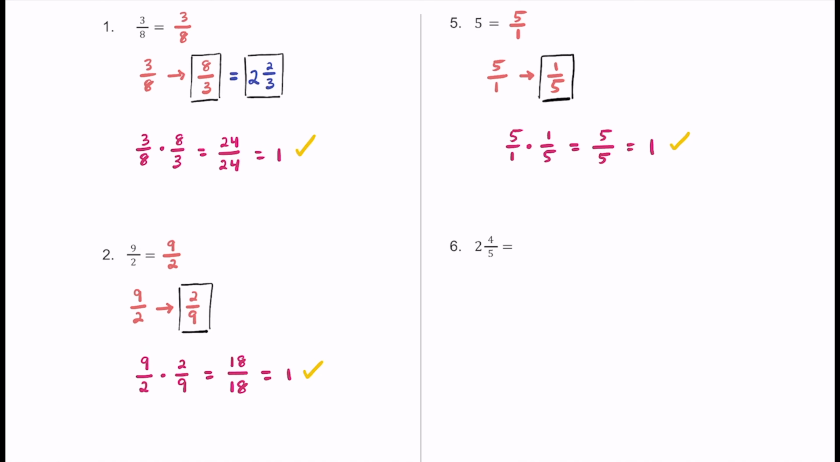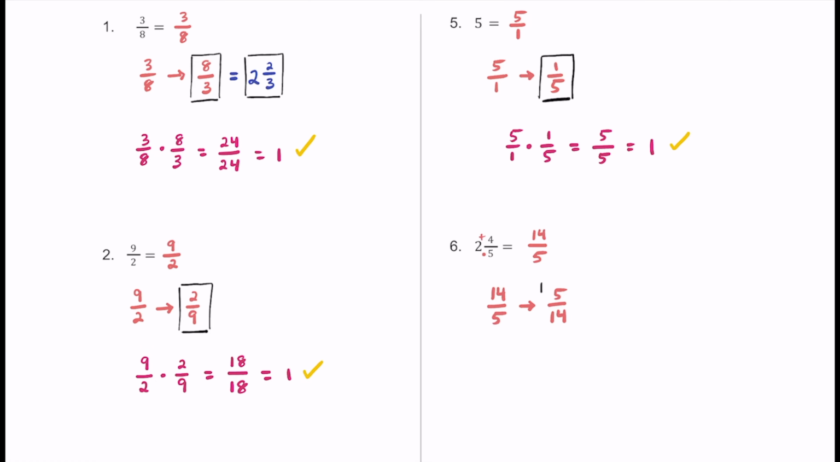So if we do 5 times 2, that's going to be 10. 10 plus the 4 on top is going to be 14. So this mixed number is the same thing as 14 over 5. So that's the original. I'm just going to go ahead and write it here, 14 over 5. And if we want to find the reciprocal of this, now that we have an improper fraction, we can do so. If we flip it upside down, it's going to be 5 over 14.